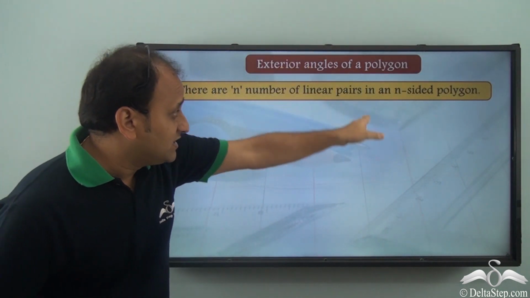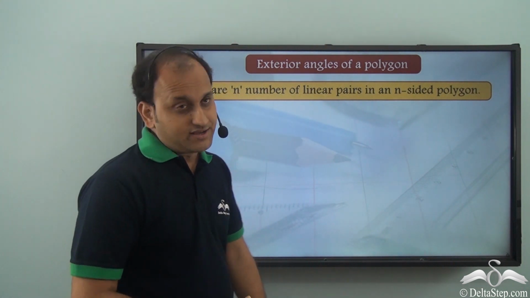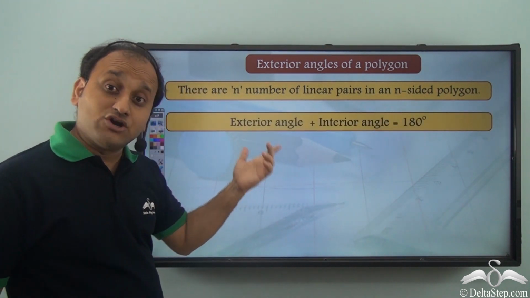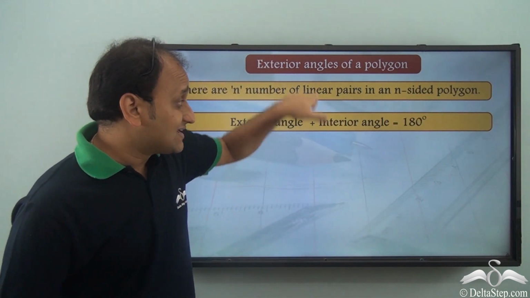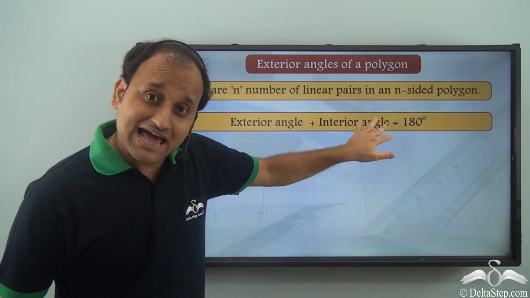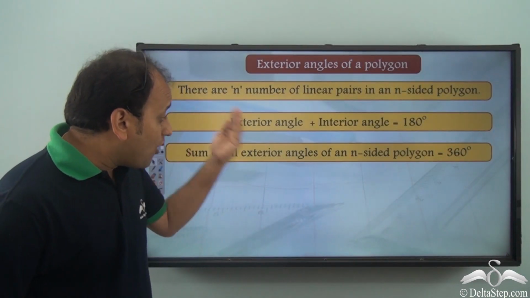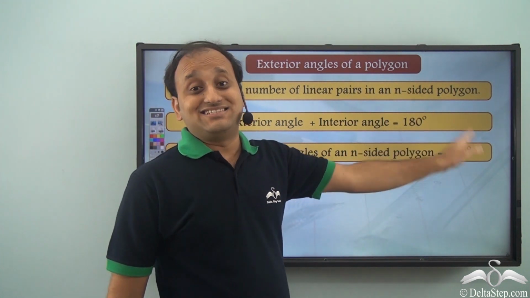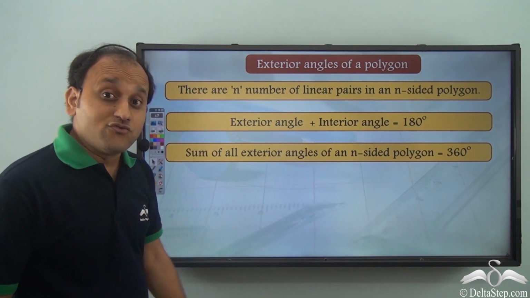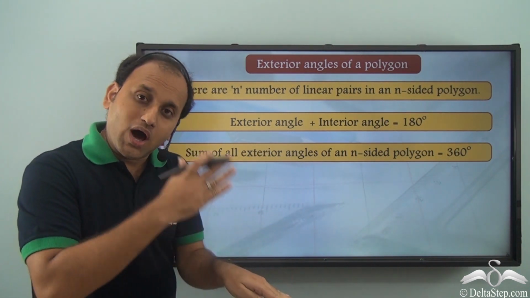There are n linear pairs in an n-sided polygon. So the number of sides is equal to the number of linear pairs in a polygon. And what is the value of each linear pair? Well, it is 180 degrees. So every exterior angle plus the corresponding interior angle will always add up to 180 degrees. And the sum of all exterior angles of an n-sided polygon is equal to 360 degrees. This is true for any convex polygon, whether it is regular or irregular.